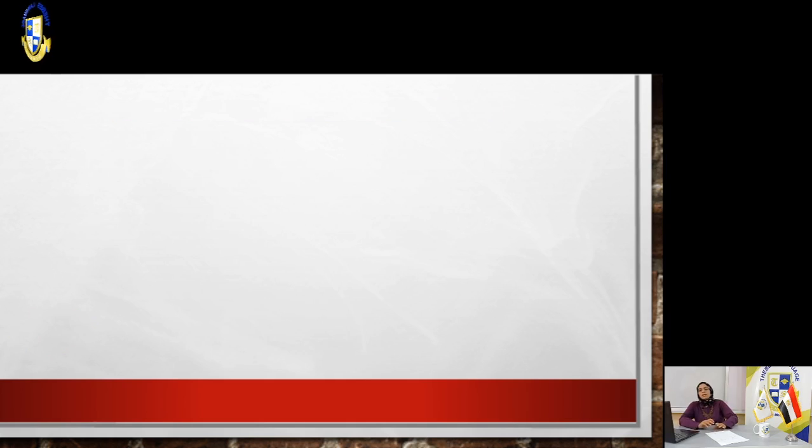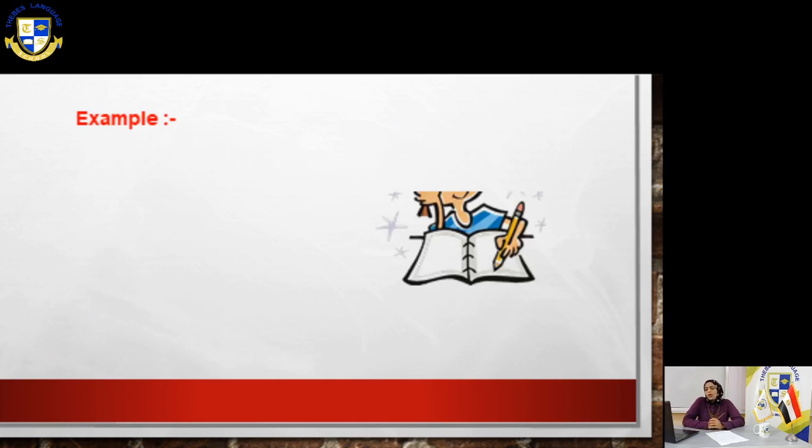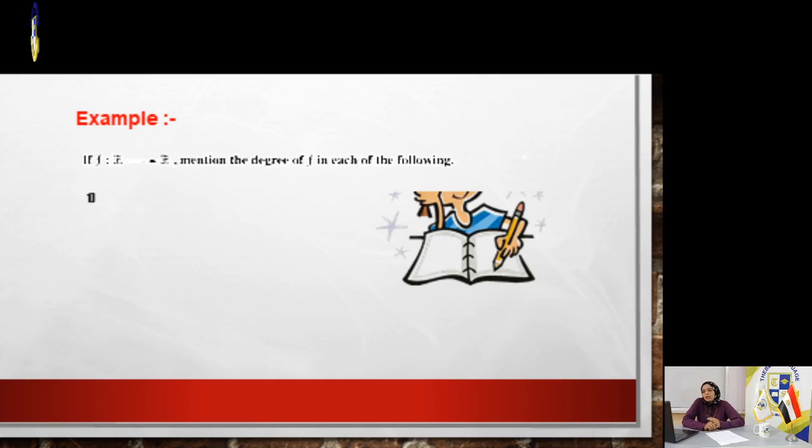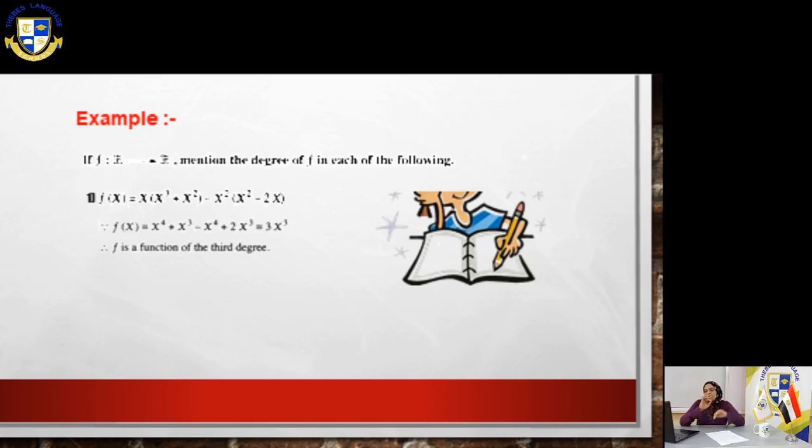We have here an example. If f is from R to R, mention the degree of each of the following. Number 1, f of x equals x bracket x to the power 3 plus x to the power 2, minus x to the power 2 bracket x to the power 2 minus 2x. At the beginning, we must simplify the function. Okay? So after simplifying, we must determine the degree. It will be the third degree, because the polynomial function at the end will be 3x to the power 3.